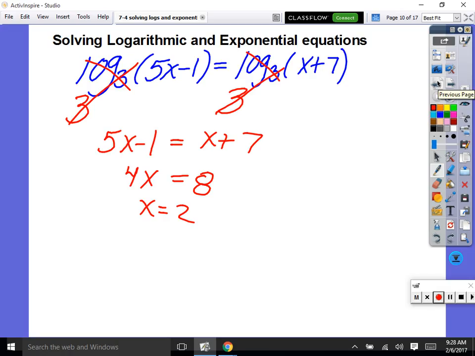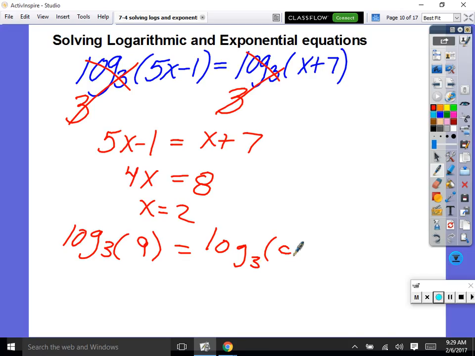So now here's how you can really check it too. You don't even have to calculate it. Log the base 3 of 2, plug in here, so that's 10 minus 1, right? Log the base 3 of 9 equals, and then plug it in here, log the base 3 of 9, so it is definitely a true statement.